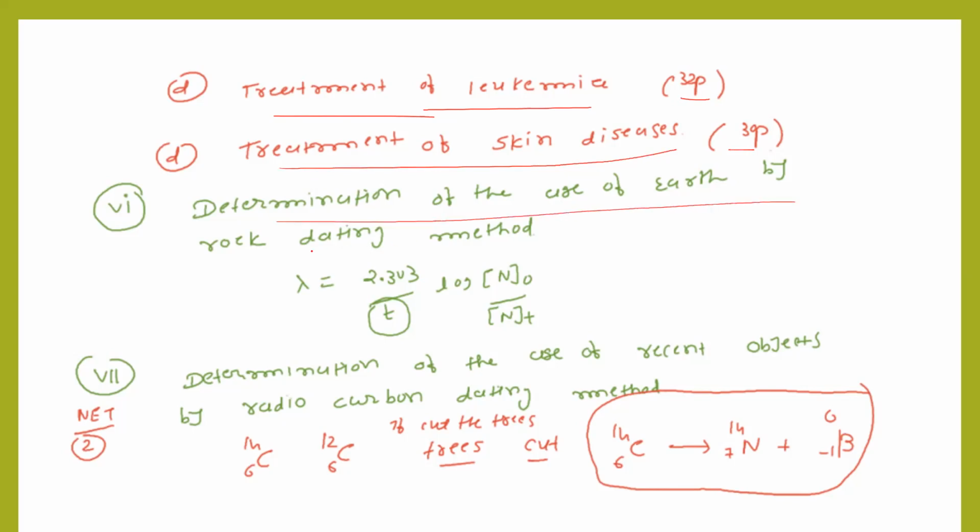Determination of the age of Earth by the rock dating method means, suppose we have a rock sample, then how old is it actually? Its age can be determined or estimated using the carbon dating method, where lambda is equal to 2.303 by t log N0 by Nt. So with decay, using this formula or this technique, we can determine the age.